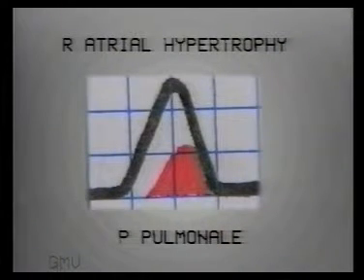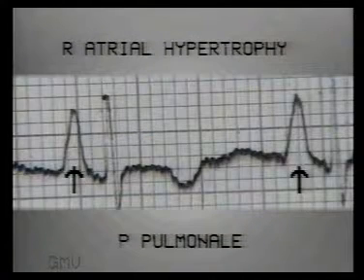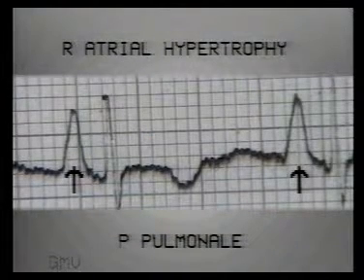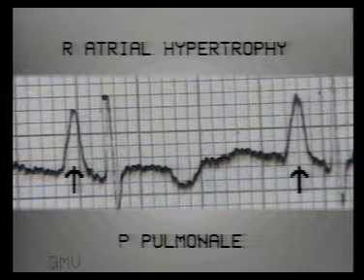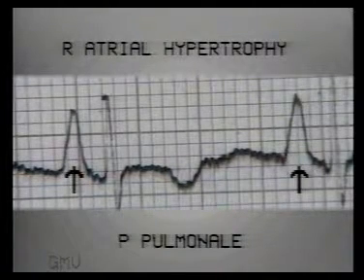In right atrial hypertrophy, the initial component is prominent. So the P wave is tall and peaked in lead 2, taller than 2.5 small squares. Since this is common with pulmonary hypertension, it is termed P pulmonale. This is a very prominent P pulmonale, 5 small squares tall. It suggests right atrial hypertrophy.